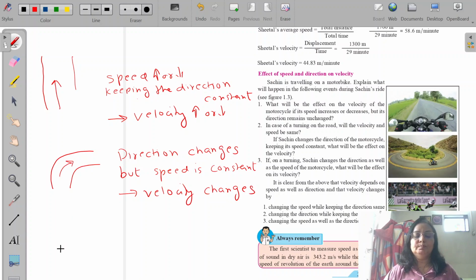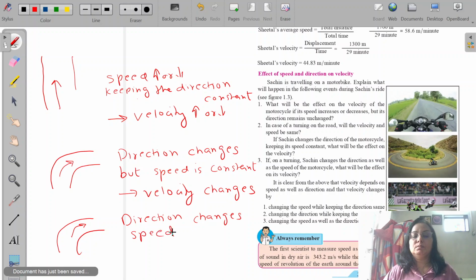In the third scenario, he decreases his speed and also changes the direction. So direction changes, speed changes, so velocity, yes, velocity will also change.